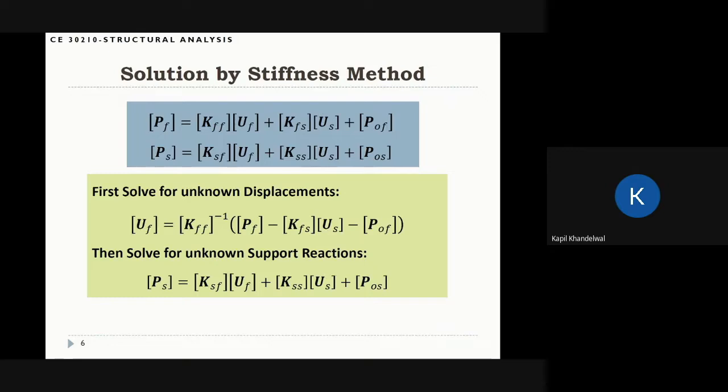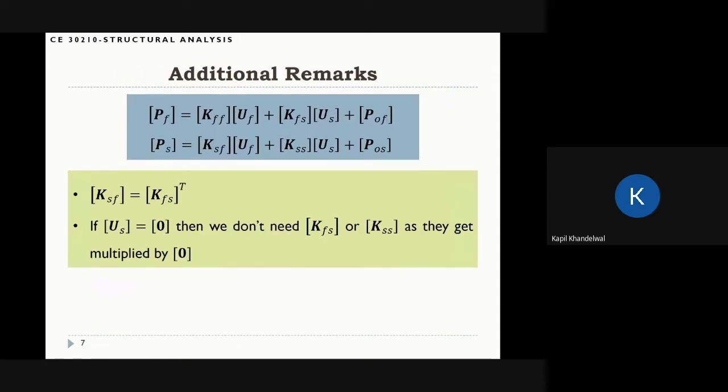And if only some values in US are non-zero, then you can just assemble only the particular degrees of freedom in KFS. So you don't have to assemble the entire KFS, only the columns corresponding to the degrees of freedom that are non-zero. We have discussed these issues earlier, so I'm pretty sure that everyone understands how to do this algebra in a simplified way. And with this, we can go ahead and solve the system.